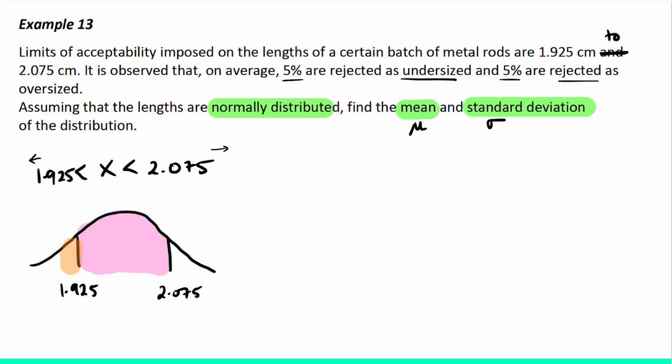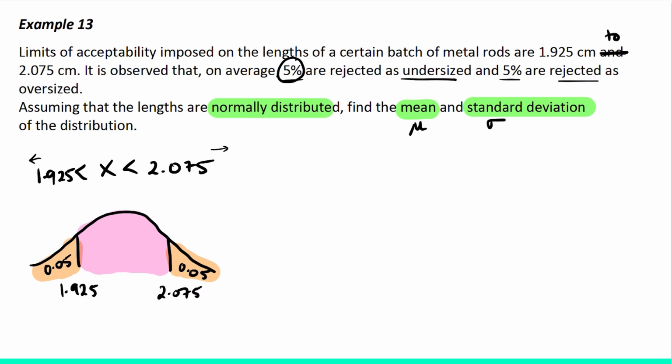So let's go ahead and do that in orange. Rejected, rejected. Now we know exactly how much is rejected. It's that 5%. So this here is 5%. So as a decimal, it's 0.05. And this here is also rejected, which is 5% as well.